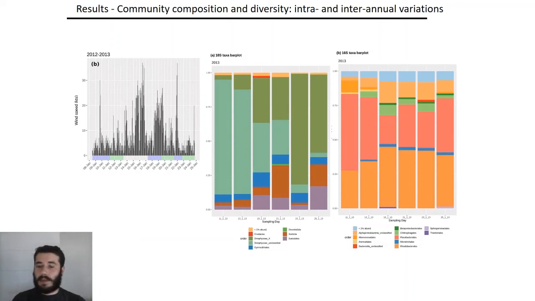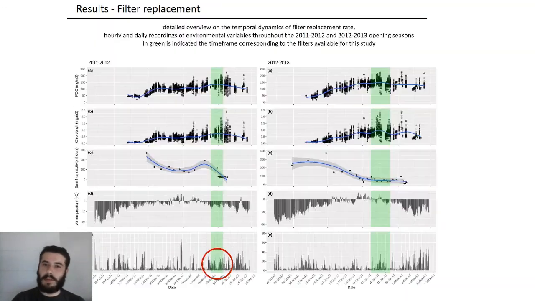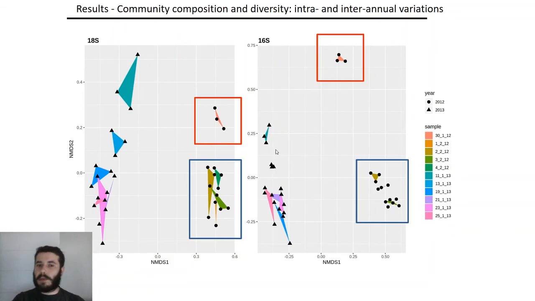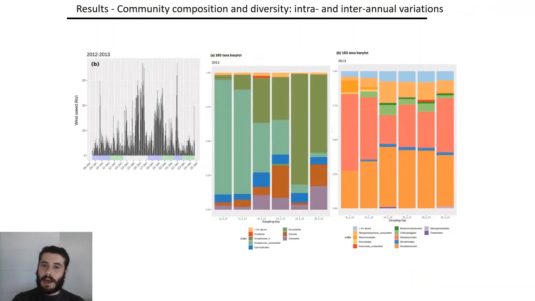On the other hand, the 16S dataset didn't show any particular trend, apart from the fact that it also recorded the same condition as the 18S dataset, so the first days were separated from the following ones. However, the same community was observed with no particular or evident trend.